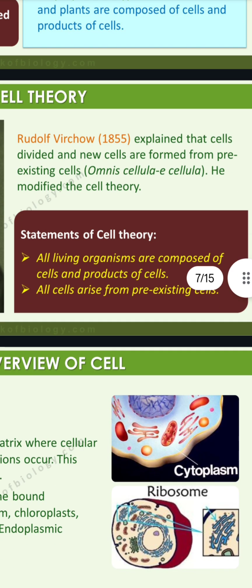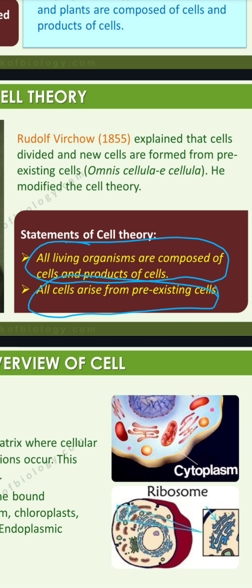Now, after all this research, two cell theories came. One is that all living organisms are composed of cells and products of cells, whether it may be a single cell or a product of cells. The next statement is that all cells come from pre-existing cells. These are the two important things to be noted about cell theory.